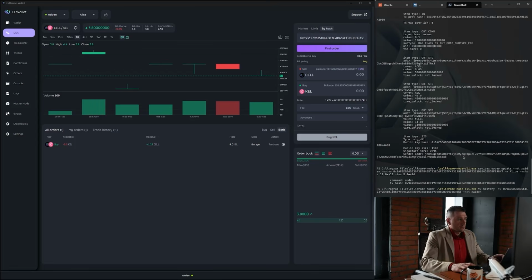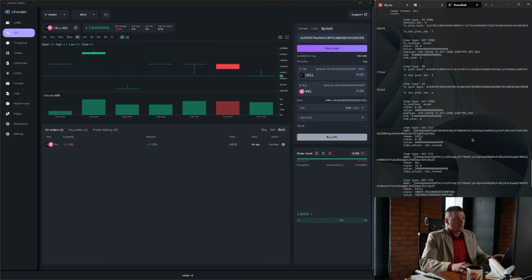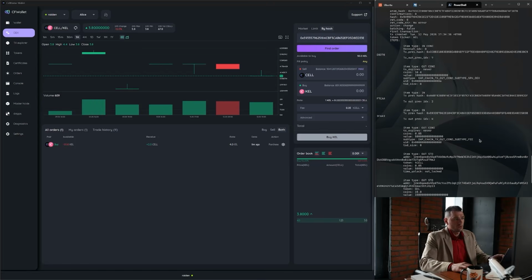And yet again, this transaction will be available after it passes. So what we see here, Alice increased the locked amount to 10.0 cal on the output. So now 10.0 cal is a tradable amount.